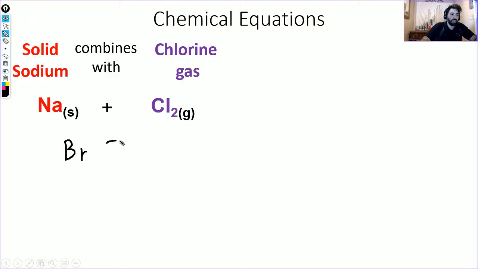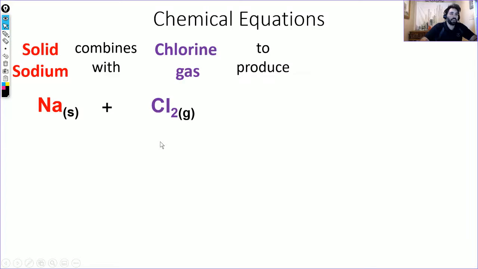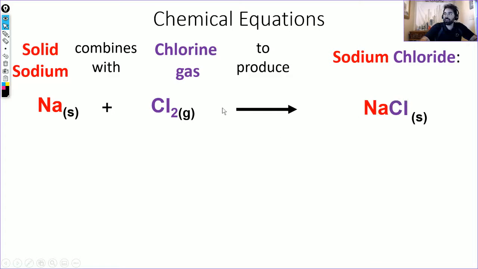If you remember, the way you memorize the diatomic elements is with the word Brinkelhoff. These are our diatomic elements: bromine, iodine, oxygen, nitrogen, chlorine, hydrogen, oxygen, and fluorine. All of these, if you see them, are never going to be by themselves. Sodium right here is by itself, it's not one of our diatomic elements, but chlorine is a diatomic element, so it is never written by itself. The solid sodium and the chlorine gas combine to produce, or make, or create, that's our reaction, sodium chloride, which is written as NaCl.